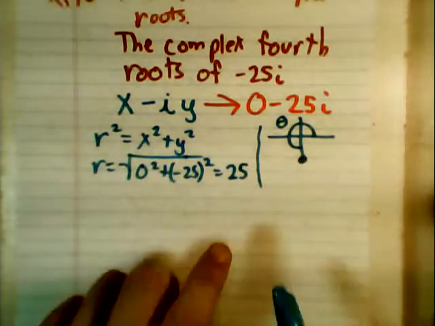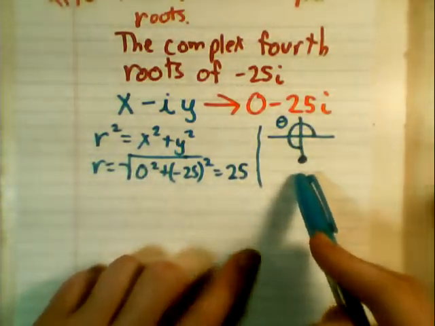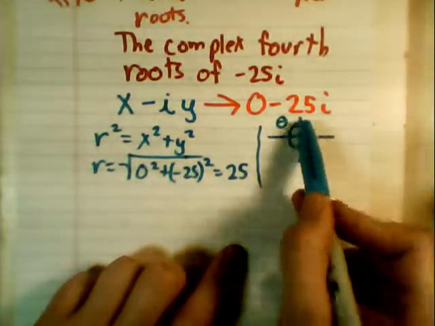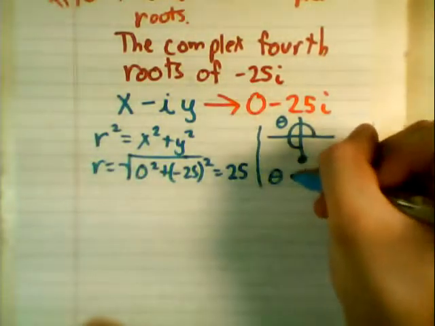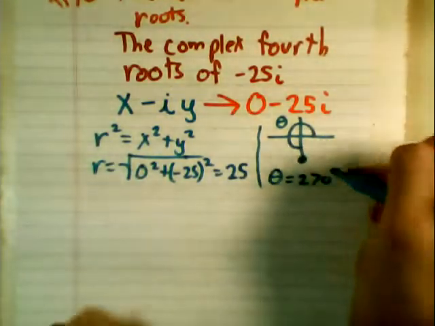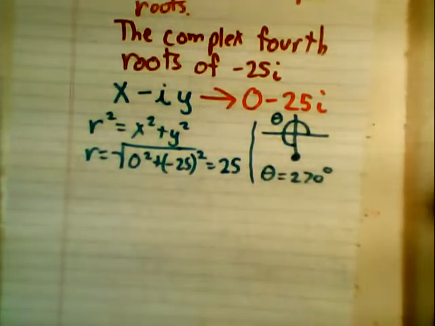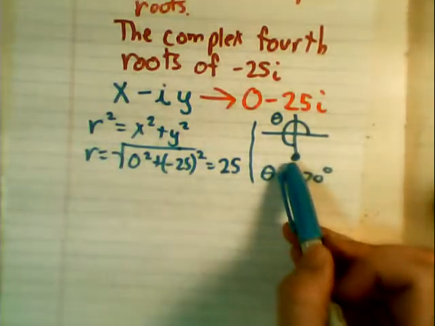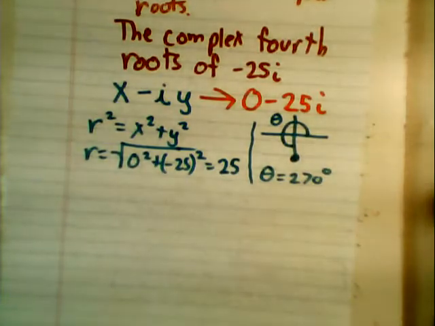So since it is on the y-axis, you can't just do tangent inverse of y over x. You just have to think about it, hey, that's 270 degrees. So yes, our angle equals 270 degrees. The reason you can't do y over x is because x is 0, and any number divided by 0 is undefined, so it just wouldn't work.